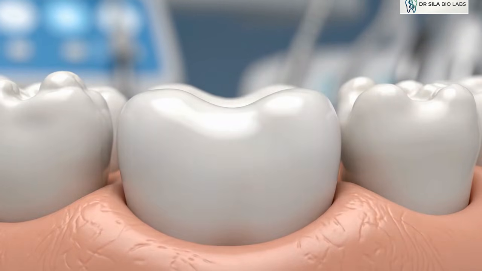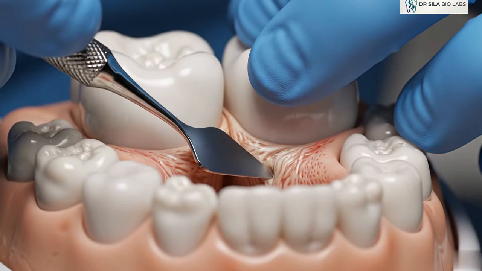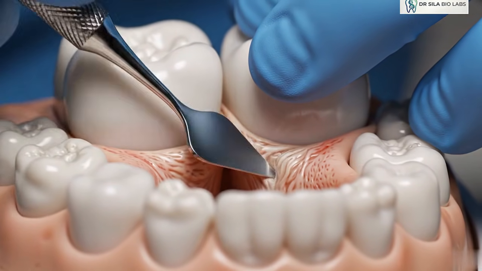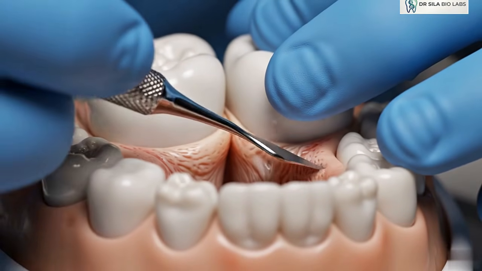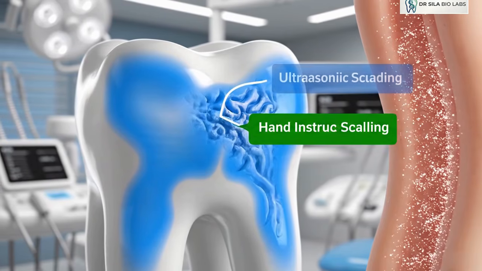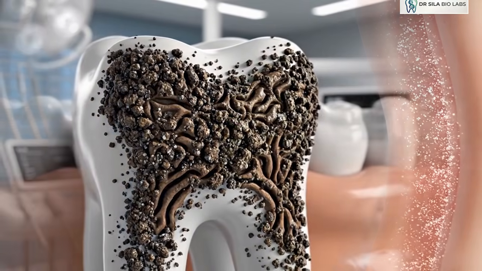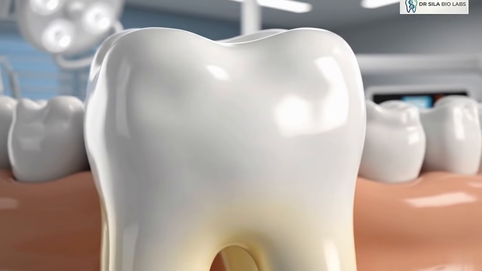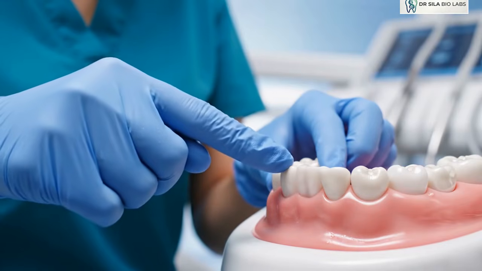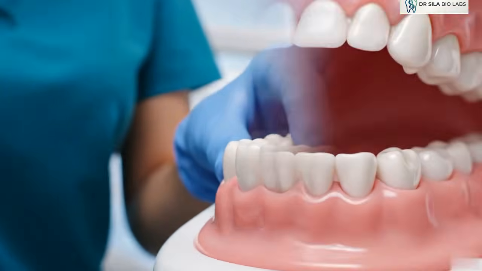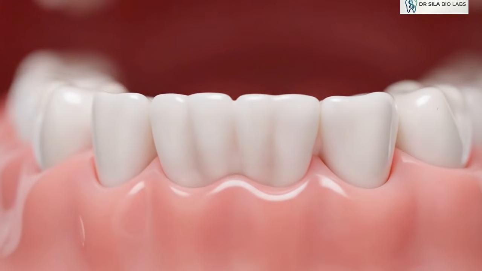The goal is to leave the root surface as clean as possible. Hand instruments provide excellent control in difficult-to-access areas. They are especially valuable around complex root structures. Together, ultrasonic and hand instrumentation complement one another. Combining both techniques often provides the most thorough result. After deposits are removed, the clinician carefully evaluates the treated areas. The cleaner the root surface, the better the conditions for healing.